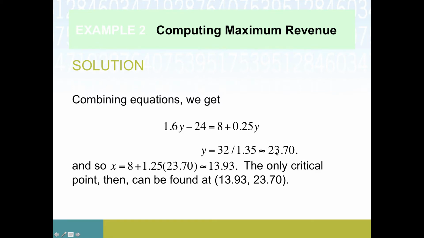So we take this newfound value of y, dump it in, 8 plus 1 1/4 times that is going to give us something around 13.93. So with that in hand, we're going to see the only critical point is here: our x value, 13.93, and y value is 23.7.